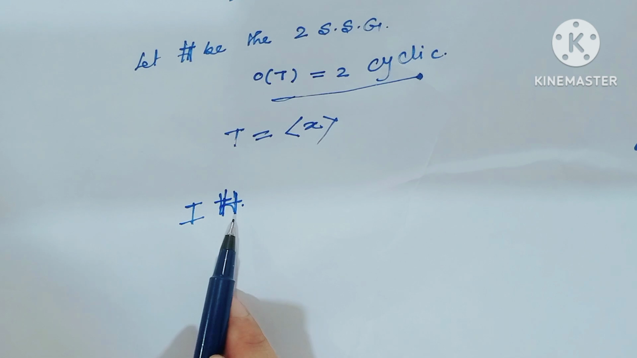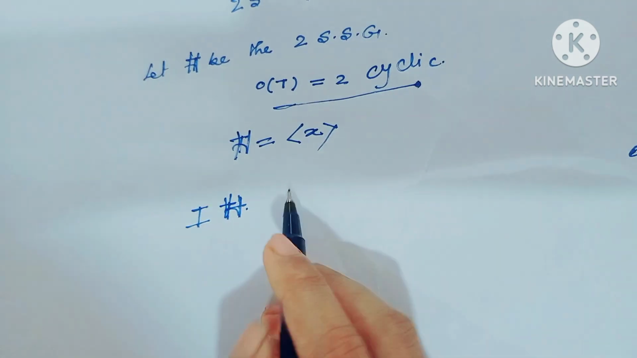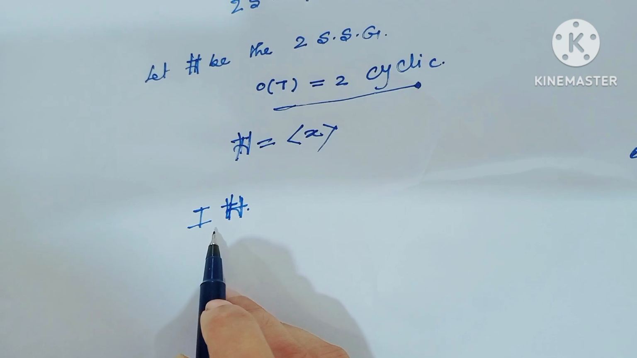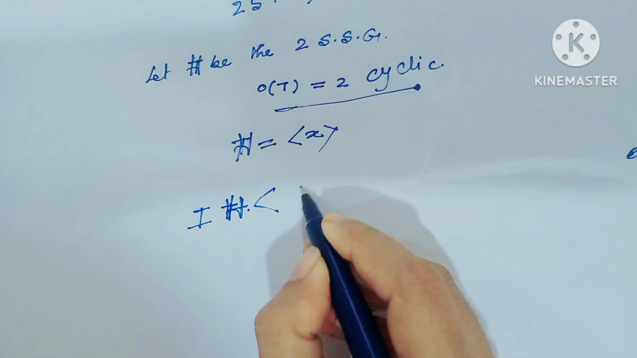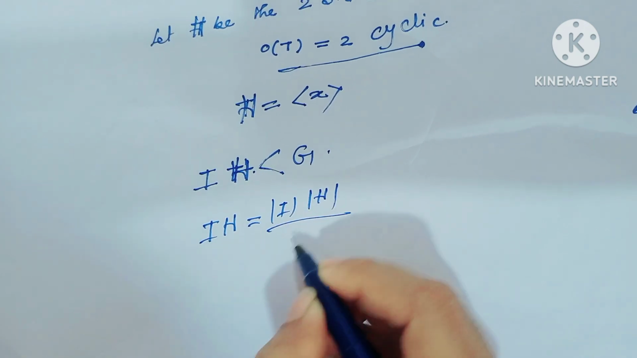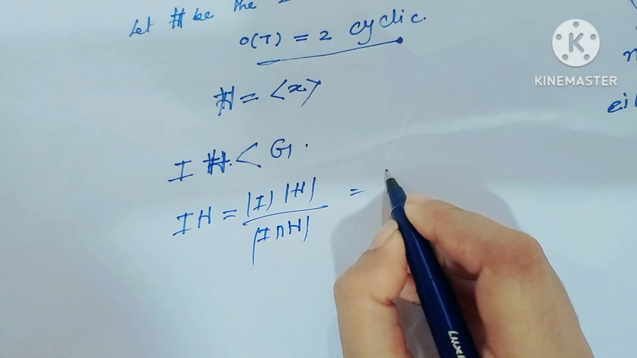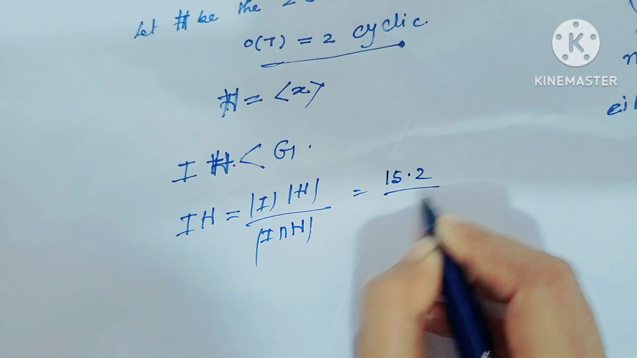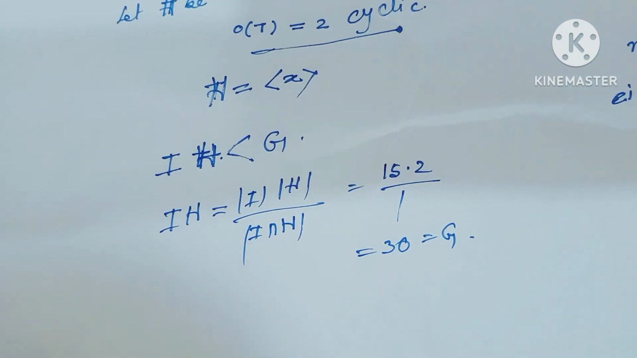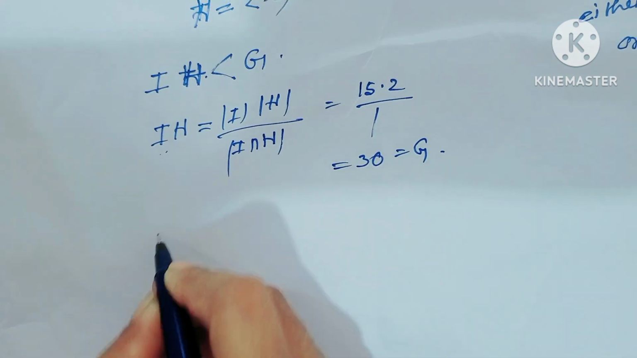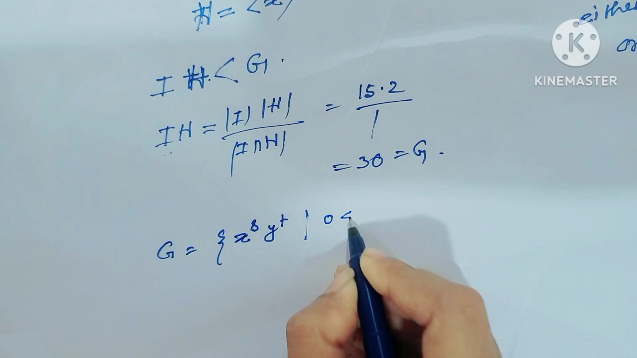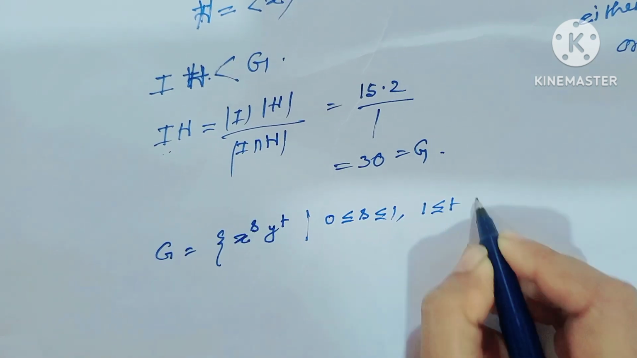Therefore, since T is the Sylow 2 subgroup and I is the order 15 subgroup, which is also normal, this is also a subgroup of the group G. The order of I times the order of T divided by the order of I intersection T is 15 times 2 divided by 1, which is 30, which is actually the whole group G. Okay, from this idea we can write G equal to the set containing x to the power s, y to the power t, where s lies from 0 to 1 and t lies from 0 to 14.